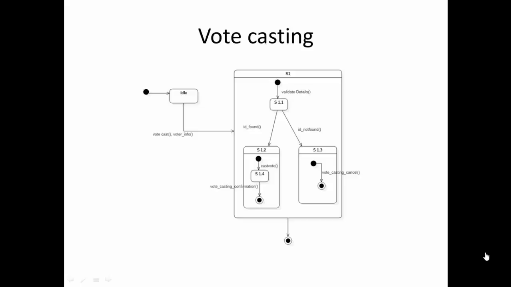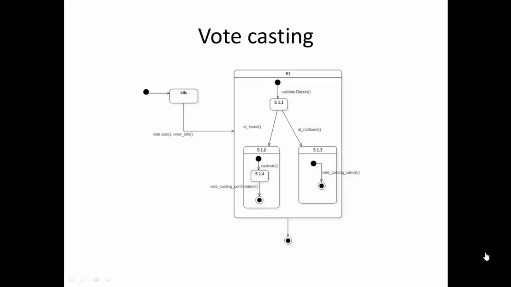I am going to explain the state diagram. This is the state diagram of broadcasting. First of all, the user enters the idle state. Then the user goes for casting a vote, and when the user goes for casting the vote, the user must provide the voter information, meaning user information. Then it will redirect to another state.